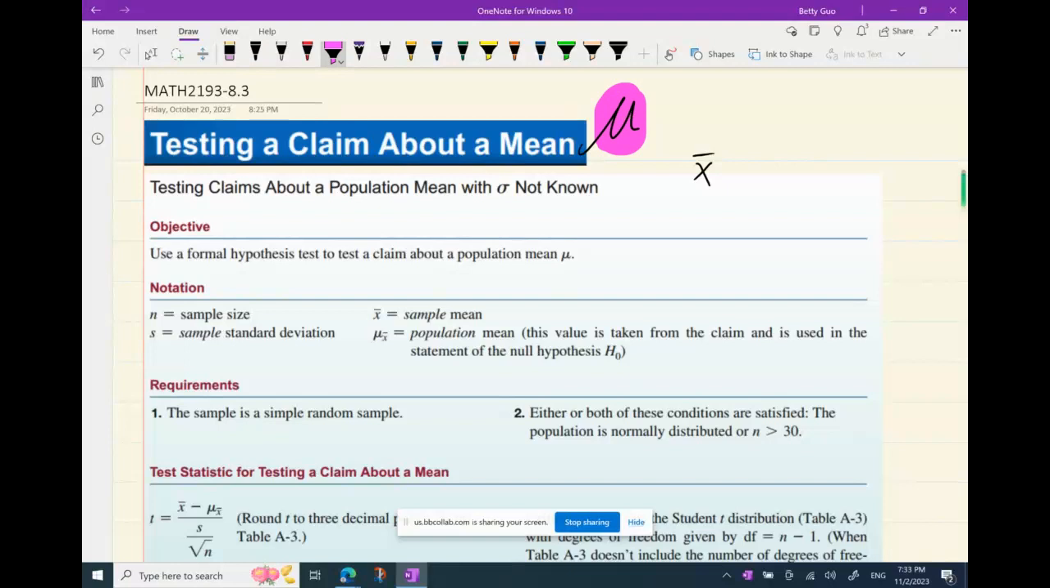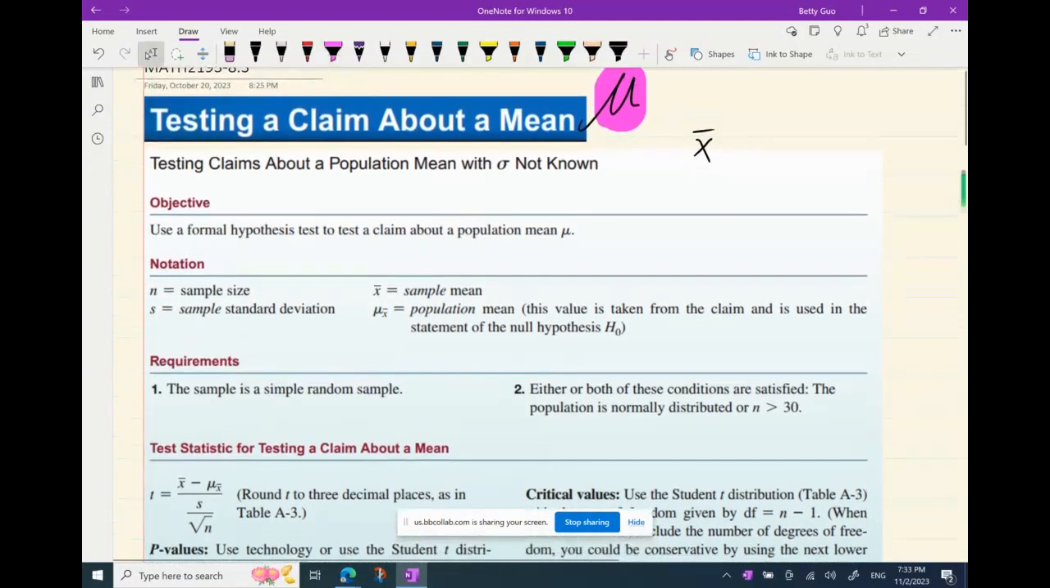Of course, we would have to use the sample mean. All right, so we have a process to test the claim regarding the population mean. But before we apply the process, we need to double check the requirement. The process requires the following two conditions to be met. This is number one, this is number two. Let's look at number one.